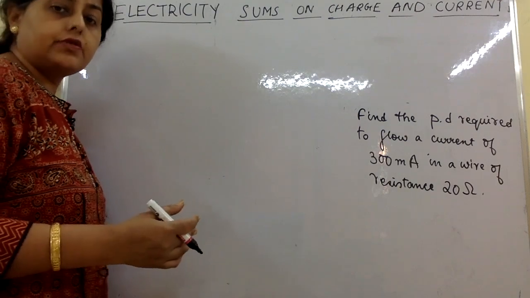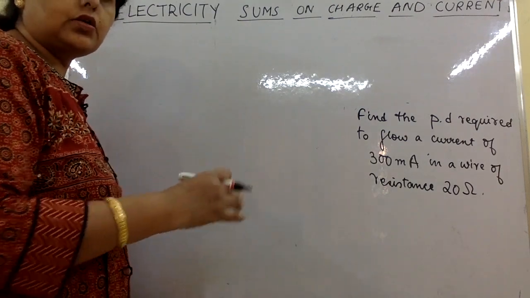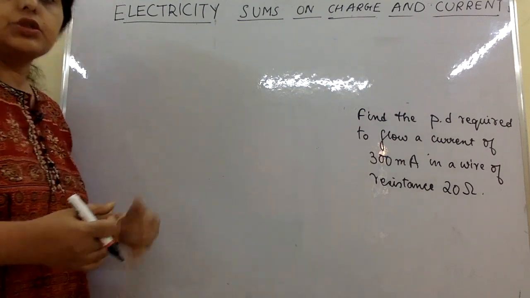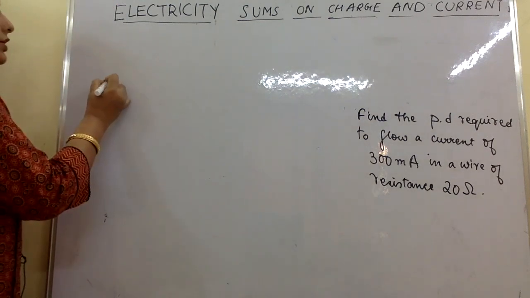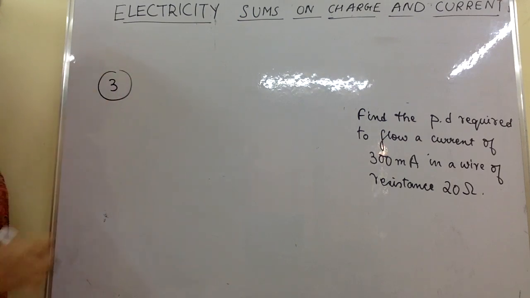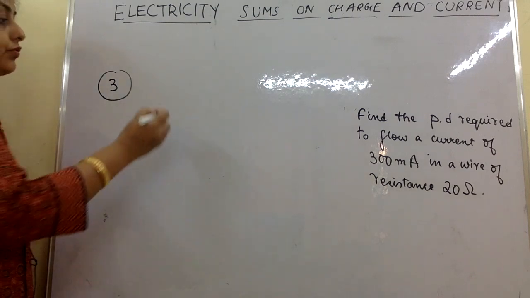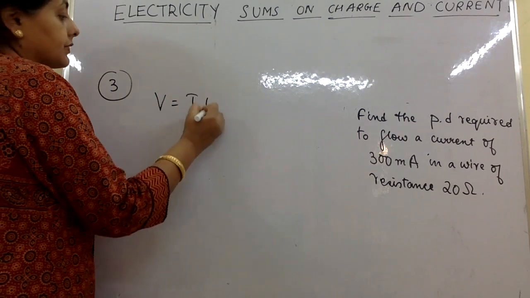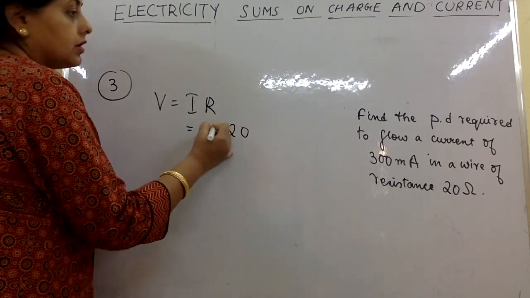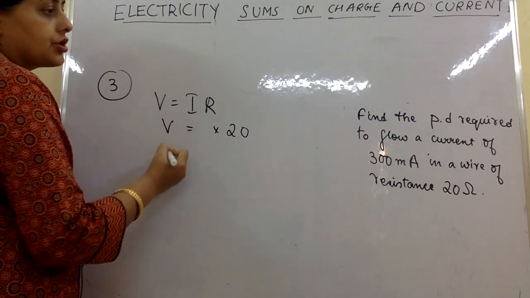Find the potential difference required to flow a current of 300 milliamperes in a wire of resistance 20 ohms. So here, this is the third question. Now V is equal to IR. If they are talking about potential difference, we'll put the 20 here. And they want the potential difference.